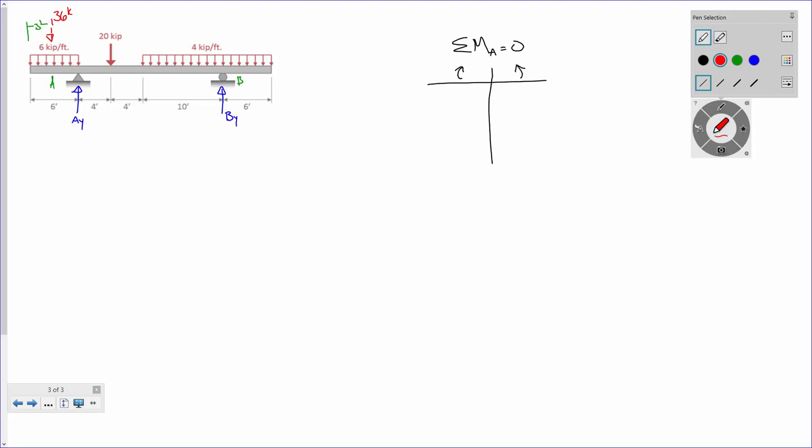Okay, what about this 4 kips per foot? It's 4 kips per foot acting over a distance of 16 feet, and that is 64 kips. From the edge of the beam, how far is that? 8 feet. So it's from the edge of the beam, that's 16, so that's another 8. That makes this distance 12. From the 20 kips to the edge of the beam is 20 feet, so that makes that 12. Does everybody see that?